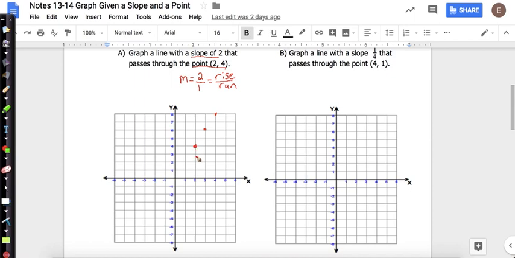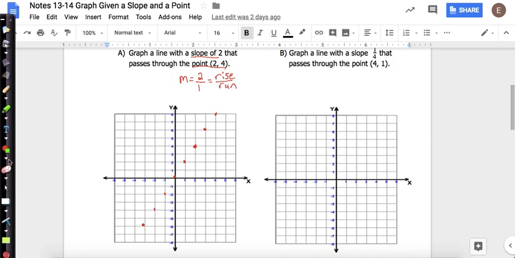And now I can go down negative 2 over negative 1. And remember from yesterday's lesson, down negative 2 over negative 1, that still has a slope of positive 2 because two negatives makes a positive. Let's keep going. Down 2 over 1, down 2 over 1, down 2 over 1, down 2 over 1.